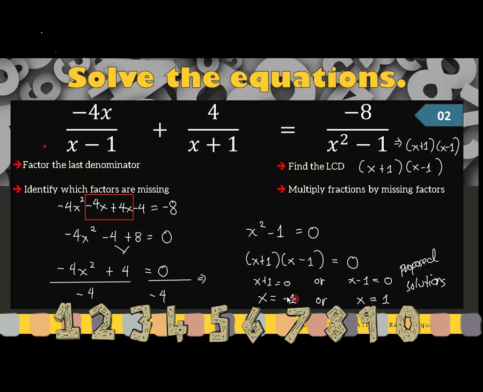If we substitute negative 1 to our second rational expression, which is x plus 1, then this will become negative 1 plus 1. But negative 1 plus 1 is equal to 0. So dividing 4 by 0 will give us an undefined term. In this case, x is equal to negative 1 cannot be the solution of the given rational equation.